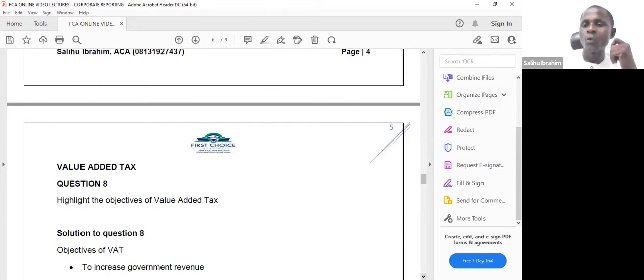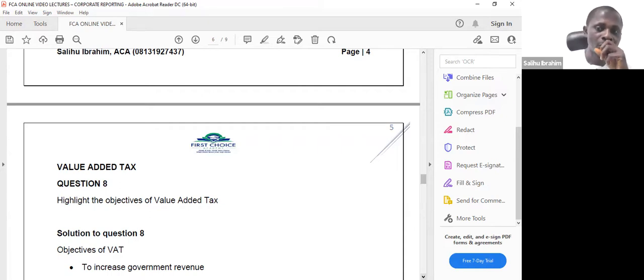Example, company income tax is a form of direct tax. Your pay as you earn is a form of direct tax. Who bears the burden of your PAYE? Is it not you? It's deducted directly from your salary. It reduces your disposable income. So it's a direct tax.